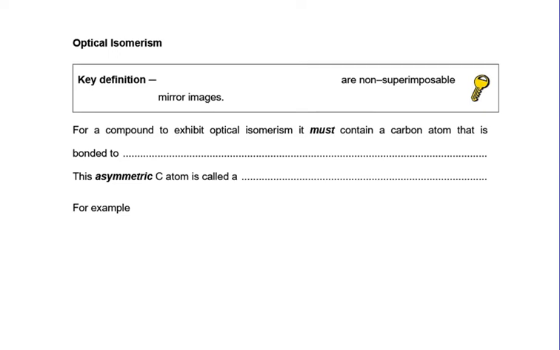Okay, in this video we're going to look at a new type of isomerism called optical isomerism, and optical isomers are non-superimposable mirror images. Non-superimposable, meaning not being able to be placed directly on top of each other, mirror images.